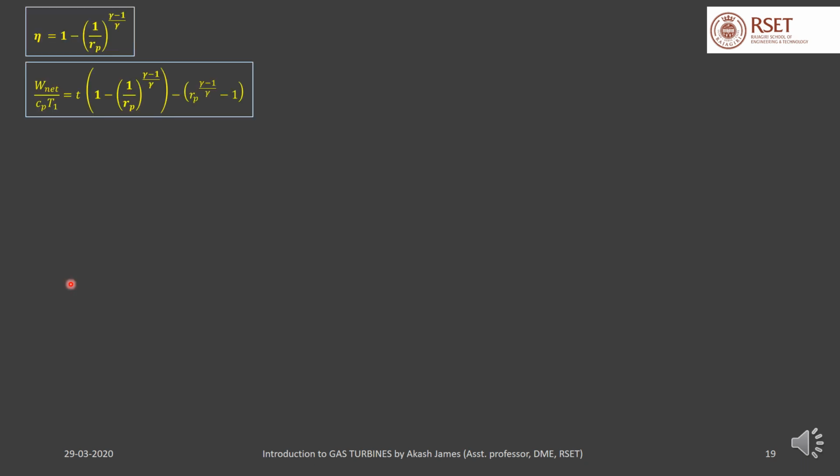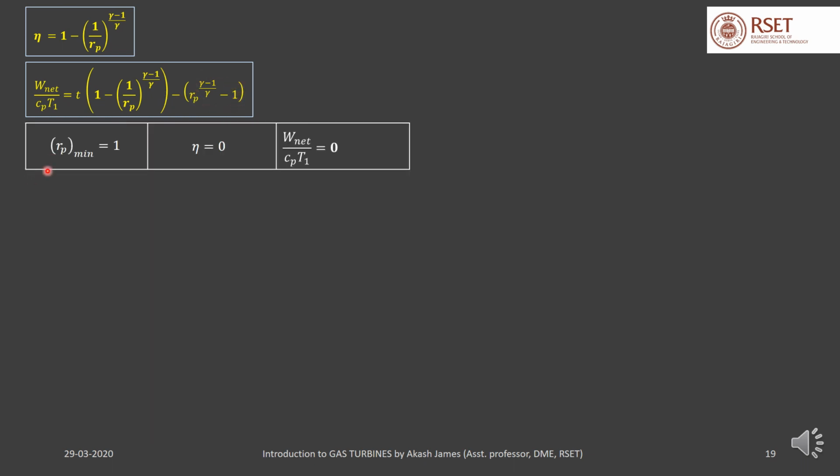Let's rewrite the equations for efficiency and specific work output. In this slide, we will see how these two quantities vary when you vary the pressure ratio. The minimum possible pressure ratio is 1, and you can clearly see that when the pressure ratio is 1, the efficiency will become 0, and so does the specific work output, because this term vanishes and this term also vanishes. That is, when the pressure ratio is minimum, equal to 1, the efficiency and specific work output will be 0.